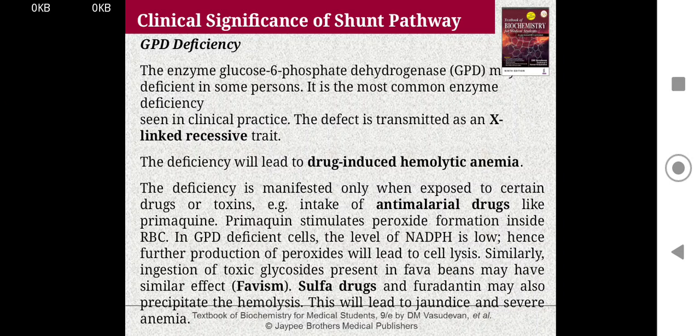For example, intake of antimalarial drugs like primaquine. Primaquine stimulates peroxide formation inside the RBC. In G6PD deficient persons, the level of NADPH is low. Hence, the further production of peroxide will lead to cell lysis. Similarly, ingestion of toxic glycosides present in fava beans may also have similar effects, known as favism. Certain drugs, sulfa drugs, nitrofurantoin may also cause similar hemolysis.